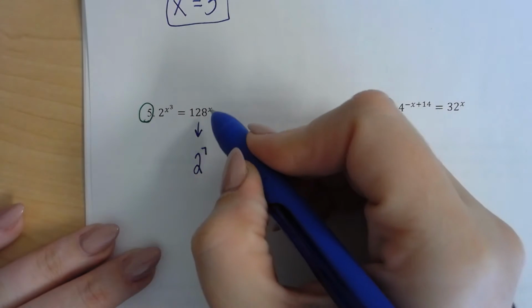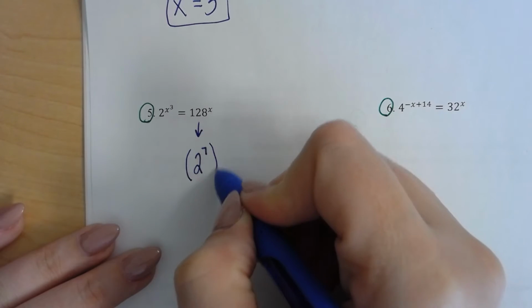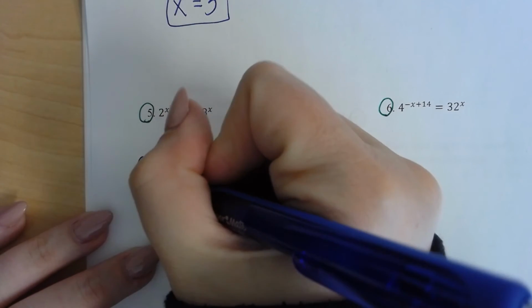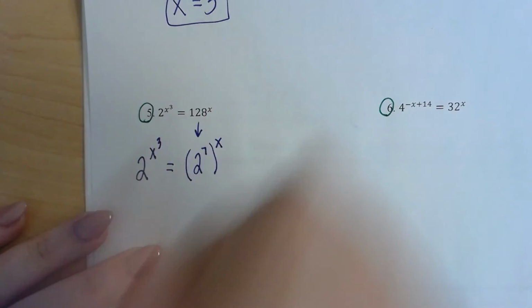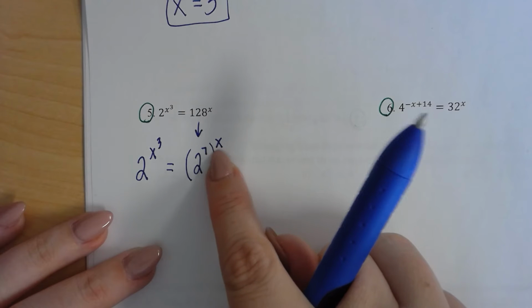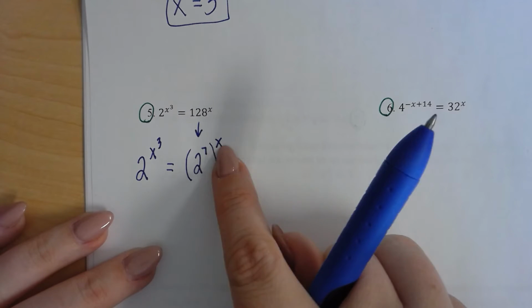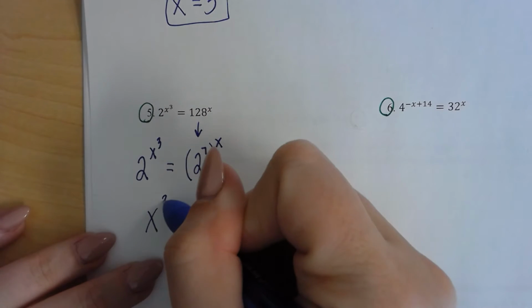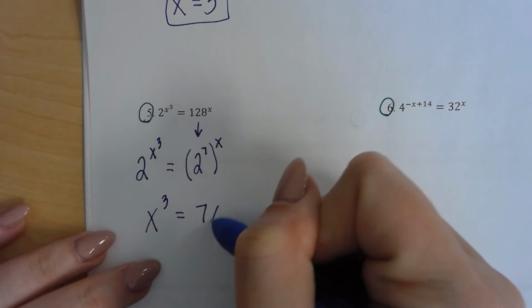However, technically we also have this x there. So we also have this x. And then on this side, we've got 2 to the x to the third power. Now, if you remember, when we have a power to a power, that means multiply. So this is just 7x. So now that our bases are the same, we can say x to the third equals 7 times x.